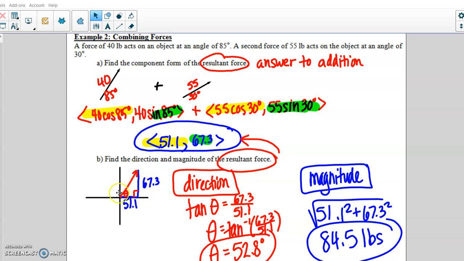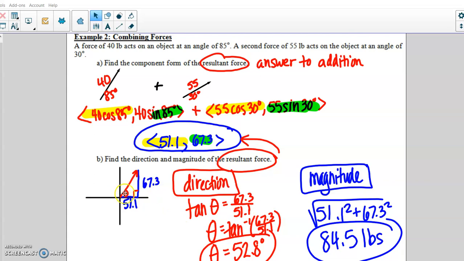We now have this right triangle, which we can use to find the direction. It always will make you use tangent, because you're always going to know the opposite and adjacent side. So to figure out the angle or the direction, we use arctan. In our calculator, you're going to do arctan of our opposite, which is 67.3, divided by our adjacent, which is 51.1. When you type this into your calculator, as long as you are in degrees, you should get that the angle is 52.8 degrees.